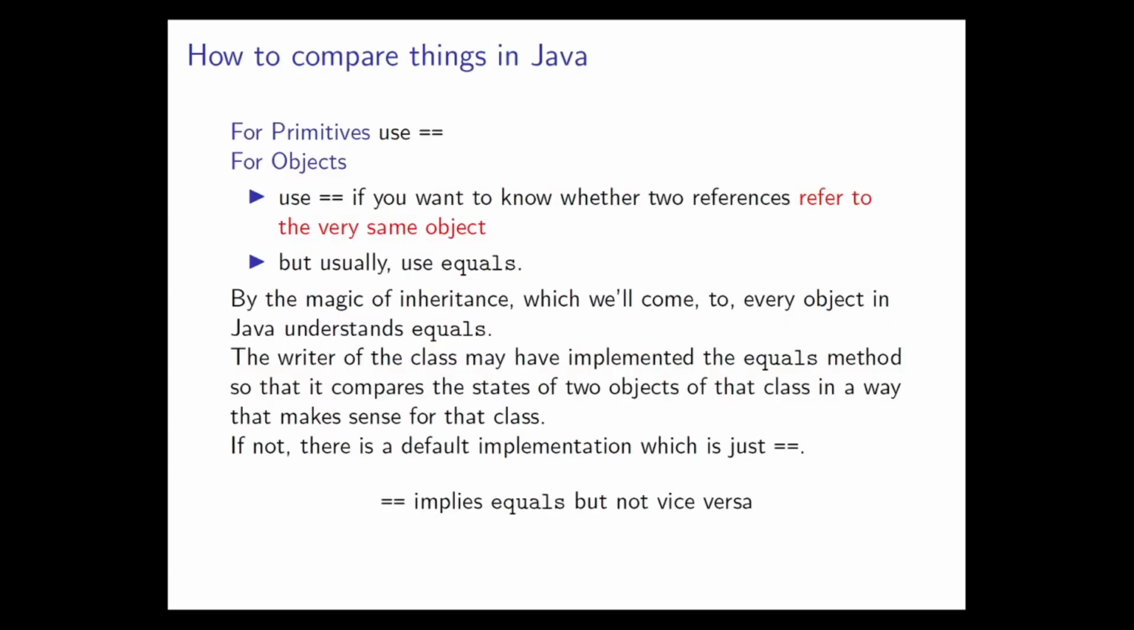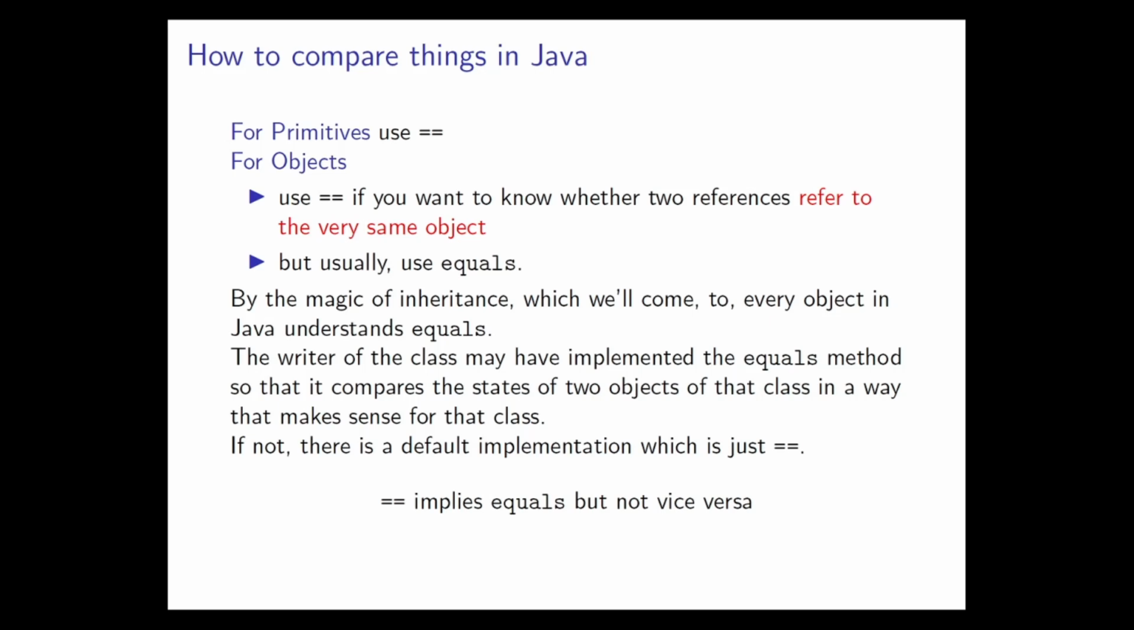So in summary, how do you compare things in Java? For things of primitive type, you use double equals. It's your only option. It's the one that works. For objects, you have a choice. You use double equals if the thing you want to know is whether two references refer to the very same object. But more often, the right thing to do will be to use the equals method. That is to say, you'll send the equals message to one of your objects with a reference to the other as the argument to the equals method.